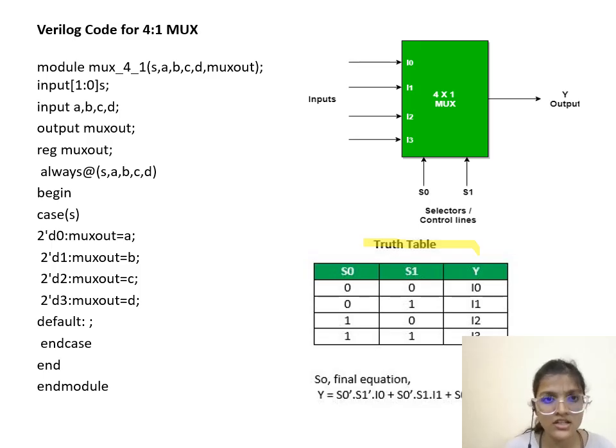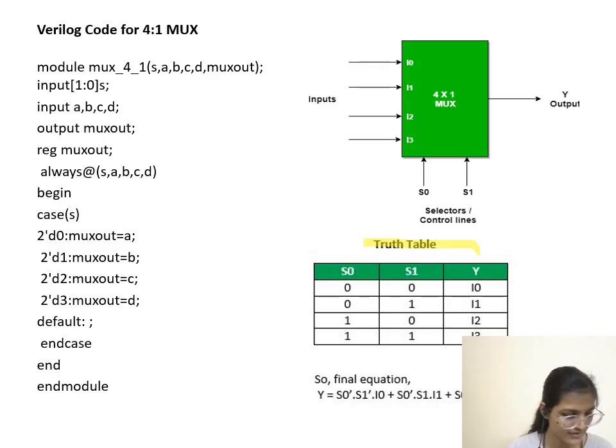So we'll discuss the 4:1 multiplexer Verilog code first. The module name is mux_4_1, where A, B, C, D are 1-bit inputs and S is a 2-bit selection input, and mux out is declared as output. It is declared as a register because it will be executed under the always block. Whenever the variables get triggered, the always block will start executing the cases.